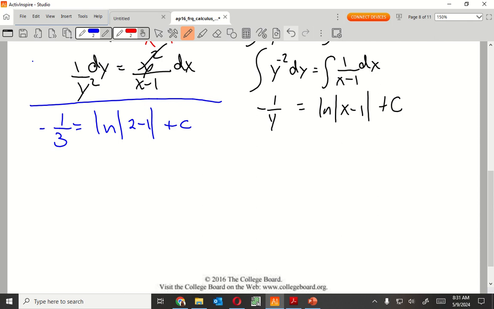All right, 2 minus 1 is going to give me 1. What's the ln of 1? 0. 0, very good. So 0 plus c, so negative 1/3 is equal to c. Now I have a particular solution. So now I'm going to put that back in, and so that's going to turn into negative 1 over y equals ln absolute value of x minus 1 minus 1 over 3.